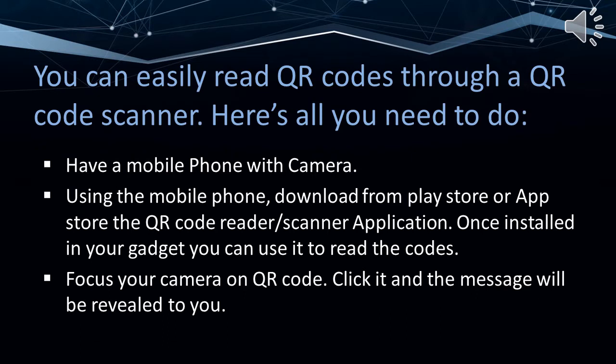You can also read QR codes easily through a QR code scanner. So here's all you need to do. First is to have a mobile phone with camera, and using the mobile phone, download from Play Store or App Store the QR code scanner application. Once installed in your gadget, you can use it to read the codes. Next is focus your camera on the QR code, click it, and the message will be revealed to you. As simple as that, you really only need to have a mobile phone before you could do these processes.